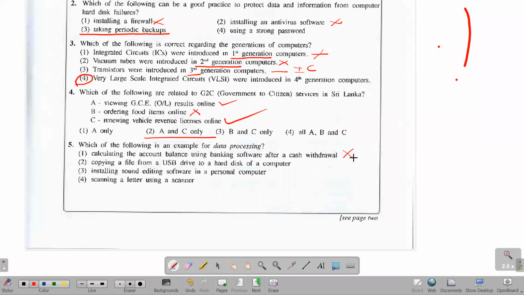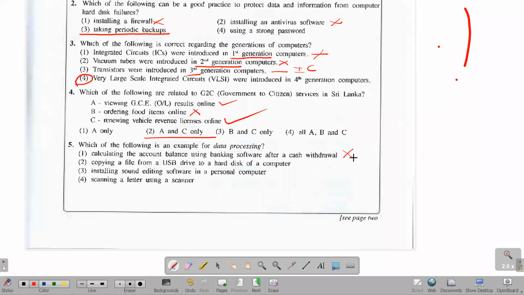So let's see the other two as well. Installing sound editing software in a personal computer, it's kind of an installation. It's not a processing type. Scanning a letter using a scanner, again an input.